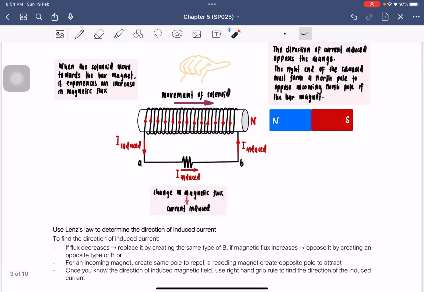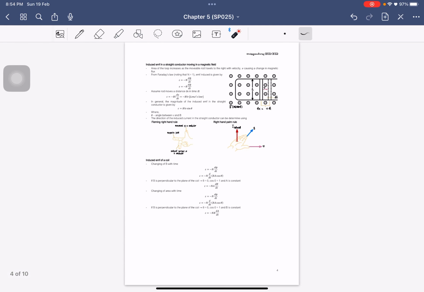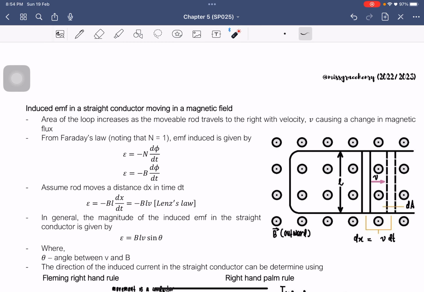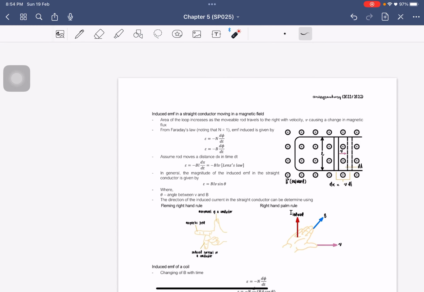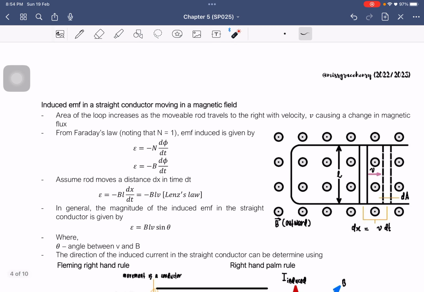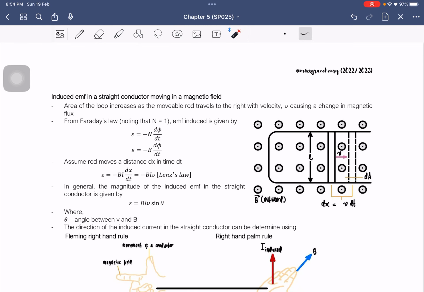Okay, alright. Next, we have induced EMF in a straight conductor moving in a magnetic field. Okay, so the area of the loop increases as the movable rod travels to the right. So sini area ni increase bila dia bergerak ke kanan, causing a change in magnetic flux. Okay, so remember, whenever there is motion, there is a change in magnetic flux.